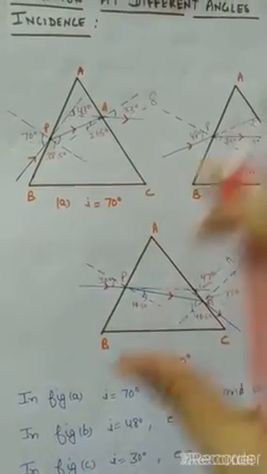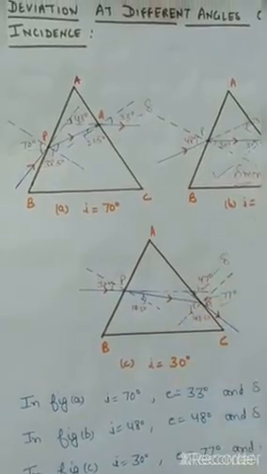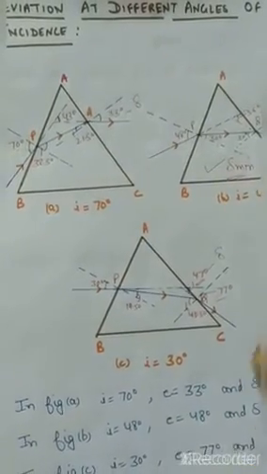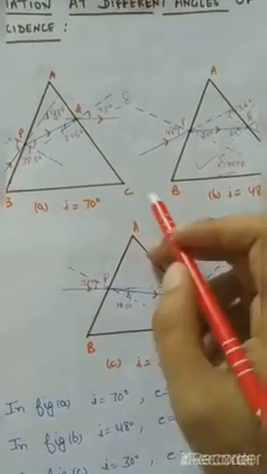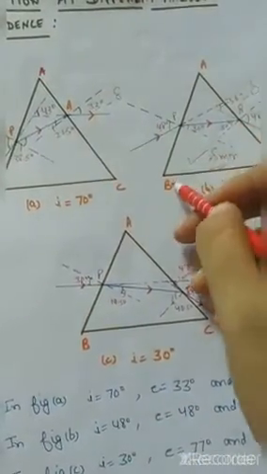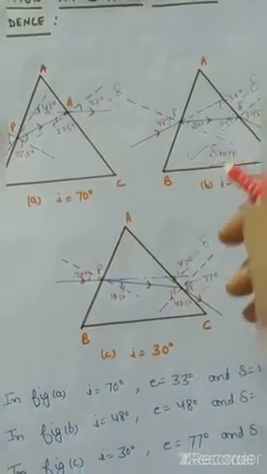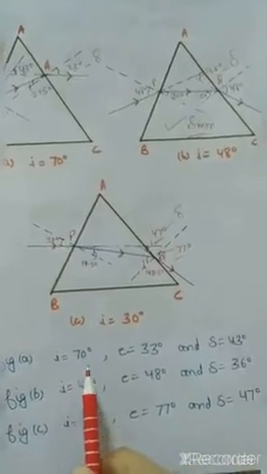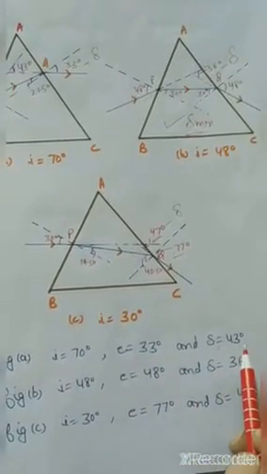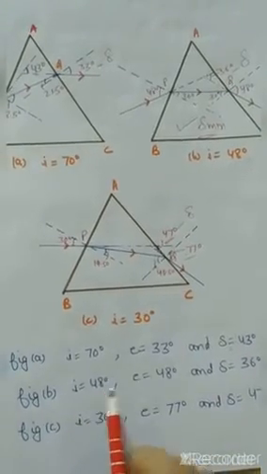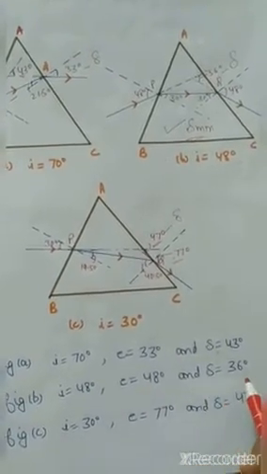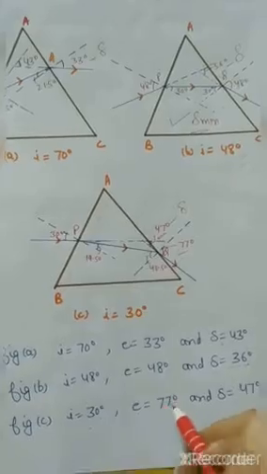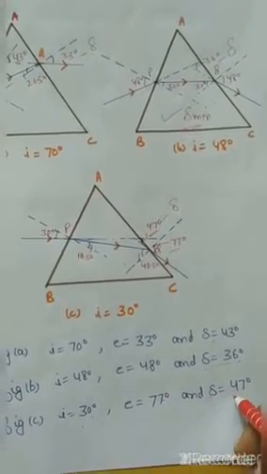So the point I want to explain is that deviation will be different for different angles of incidence, but there will be a case in which the angle of incidence and angle of emergence are the same for a given prism, and in that case we get the minimum deviation. So here you can see for I equal to 70 degree, E is 33 degree and delta is 43 degree. For I is 48 degree, E is equal to 48 degree, we get delta equal to 36 degree. For the third figure, I is equal to 30 degree, E is equal to 77 degree, delta we get 47 degree.